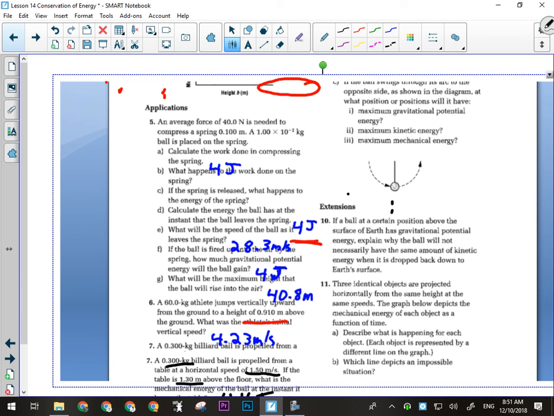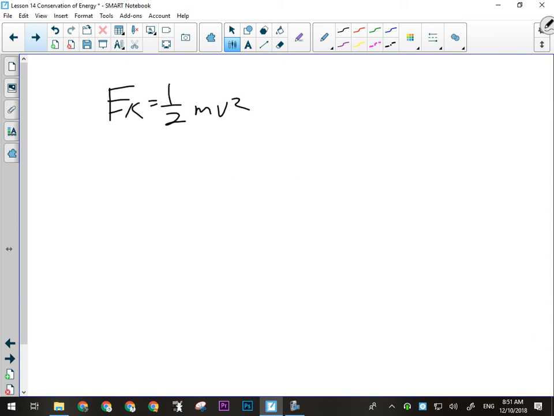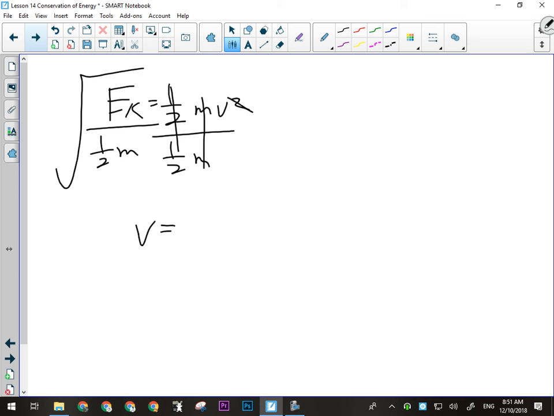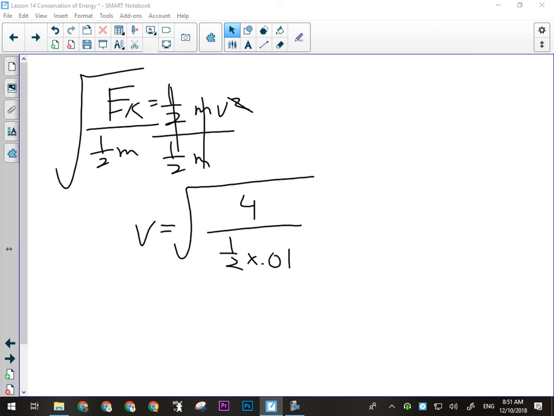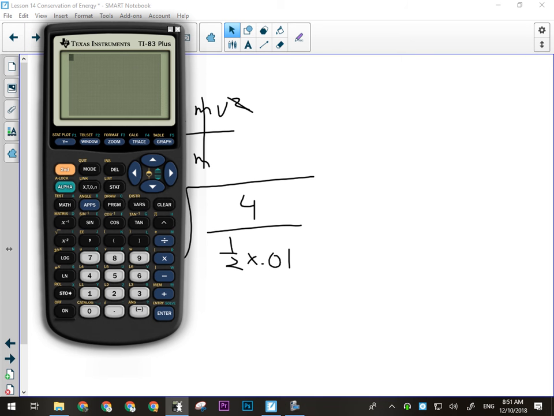We're told the mass of the ball is 0.01 kilograms, so we can solve for v. We just divide both sides by 1/2 m, and then we square root. So we're left with v equals the square root of 4 joules divided by 1/2 times 0.01. So we'll have 4 divided by 0.005, because that's half of 0.01. It gives us 800, and if we take the square root of that, we get 28.3 meters per second.